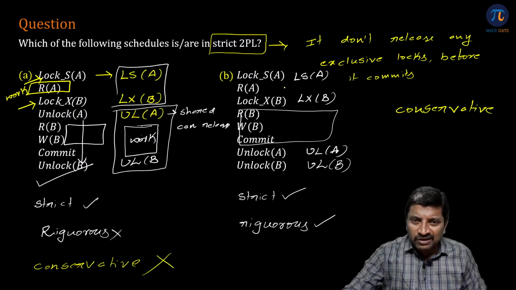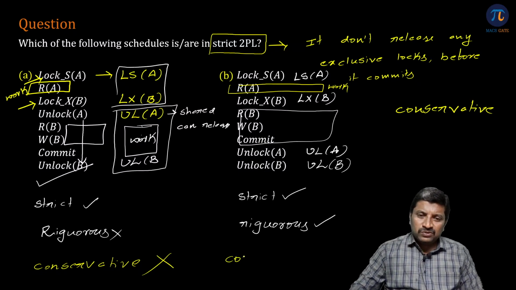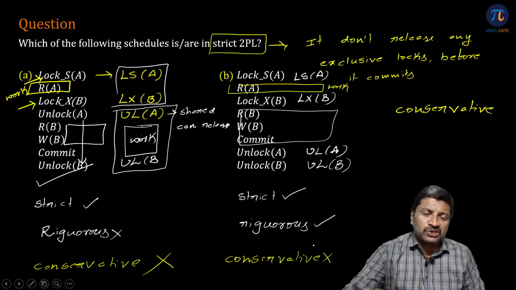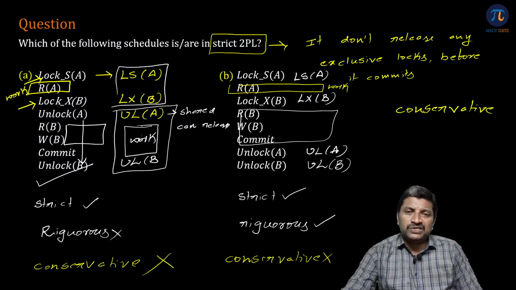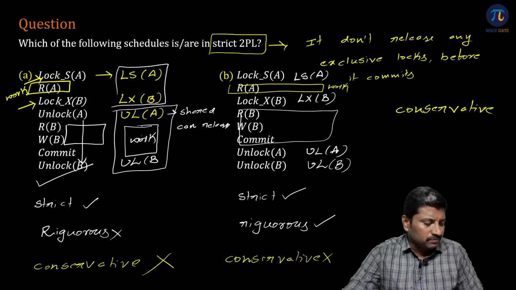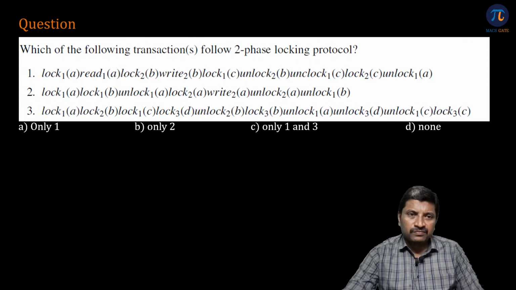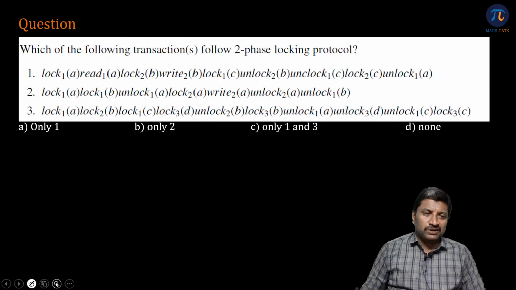What about here, sir? You got a lock and you started work. Before you get all locks, you should not work. So this is also not conservative. Hope you understood how to verify the variations of two-phase locking protocols. Is that clear, sir? Yeah. Let us do one more question, sir.